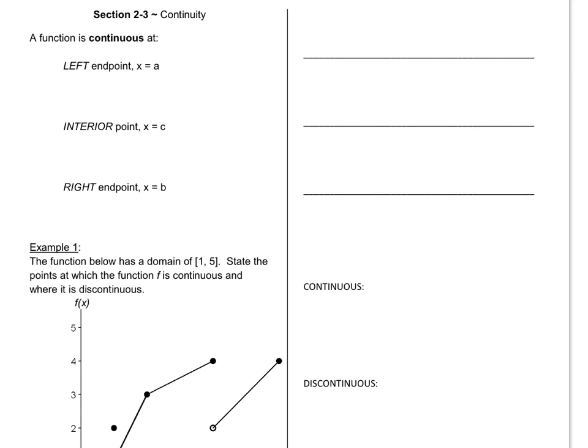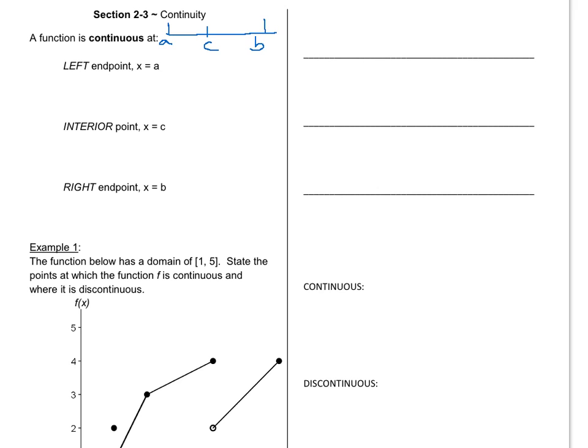This is section 2.3, continuity. We're going to define continuity in regards to different parts of a function's domain. A function could be continuous over part of its domain or all of its domain. So first we're going to define that. Let's say that this is a number line. We're going to have a be the left endpoint of a function, b is going to be the right endpoint of the function, and c is going to be some interior point.